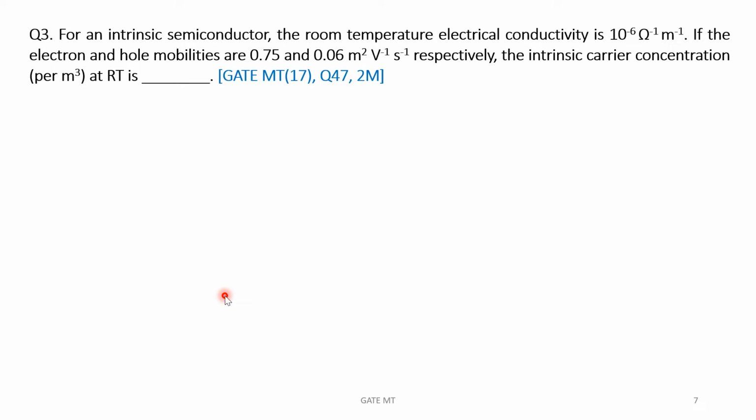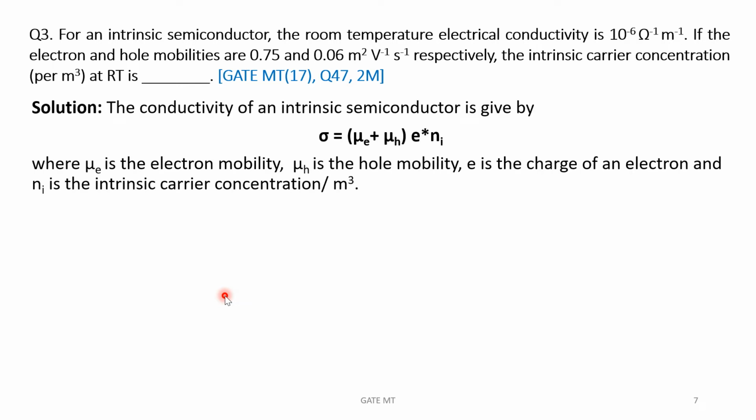For 2 marks, it is a very direct question, and if you are familiar with the equations for the conductivity of semiconductors, you can easily score 2 marks. All that is required for solving is directly given in the question. If anybody remembers, we know that the conductivity equation for an intrinsic semiconductor is given by sigma equals (mu e plus mu h) times e times ni, where mu e and mu h are the mobilities of the electron and hole respectively, e is the charge of an electron, and ni is the intrinsic carrier concentration per meter cube. We know that in intrinsic semiconductors, there are no external carriers generated by the incidence of light or any other property.